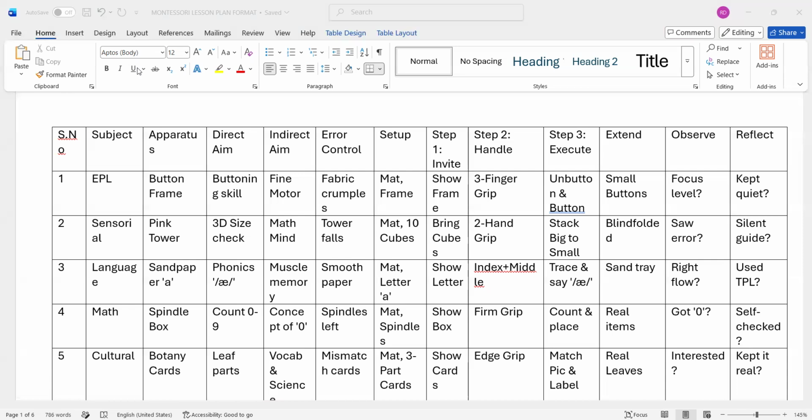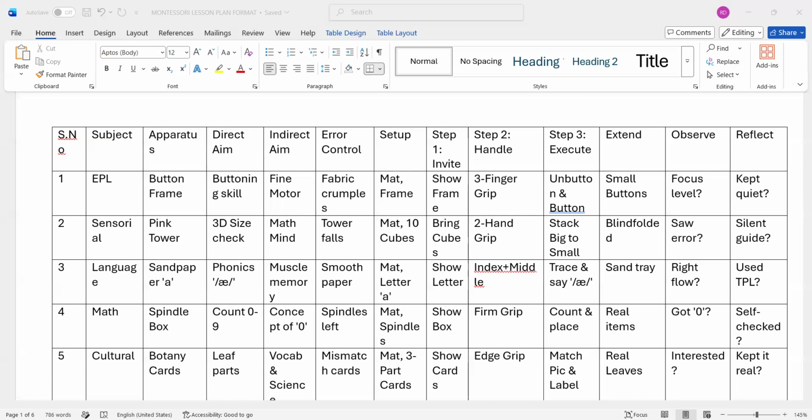The full form of EPL, please note it down, is Exercise to Practical Life. I repeat, Exercise to Practical Life. With this, it is understood that the practical life implications are managed. Now, when we talk about the practical life implications, how is the child going to manage the practical life activities?